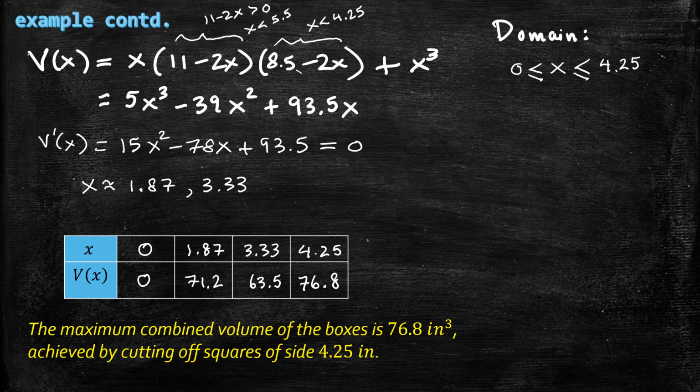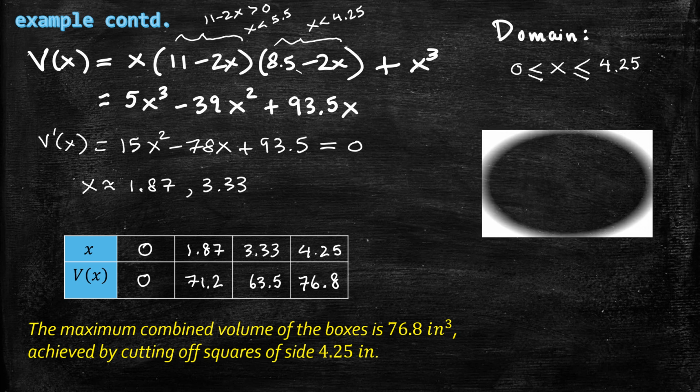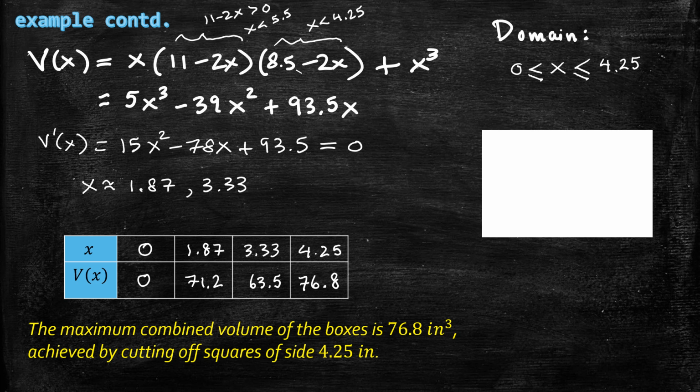The maximum combined volume of the boxes is 76.8 inches cubed, and that's achieved by cutting off squares of side 4.25 inches. But let's actually look at what's going on here. So imagine that we came in here and we took off squares of side 4.25 inches. Well, this is 8.5, the width of the cardboard. So 4.25 is half of that. So if we cut off squares of 4.25, there's the one square, there's the other.